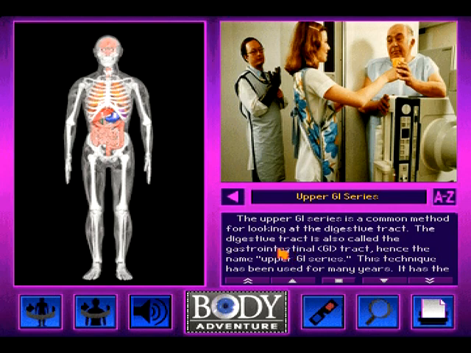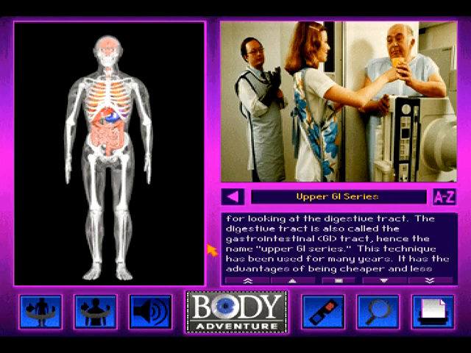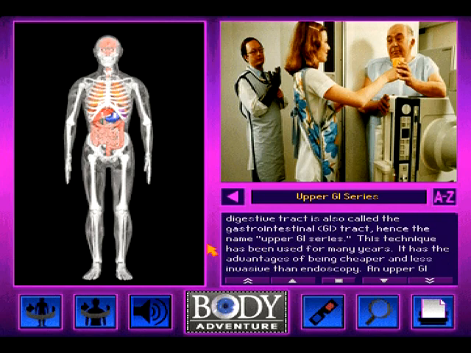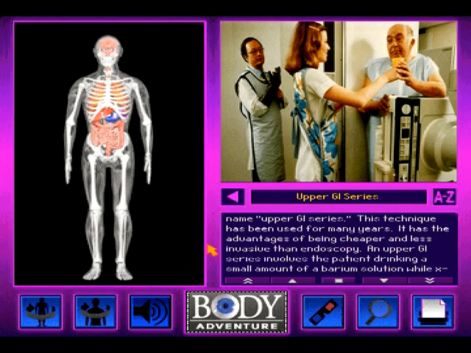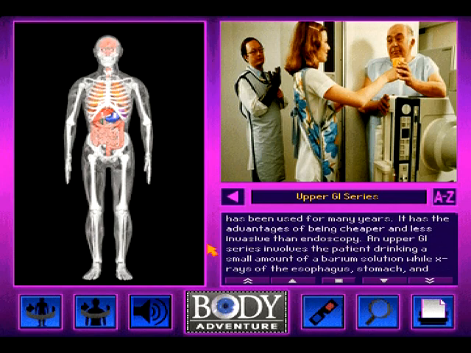Upper GI series. The upper GI series is a common method for looking at the digestive tract. The digestive tract is also called the gastrointestinal GI tract, hence the name upper GI series. This technique has been used for many years. It has the advantages of being cheaper and less invasive than endoscopy.